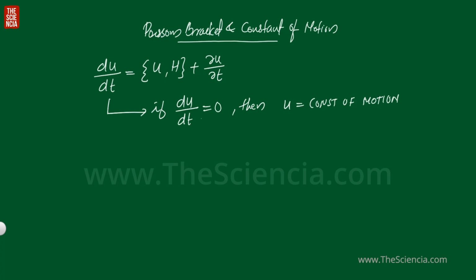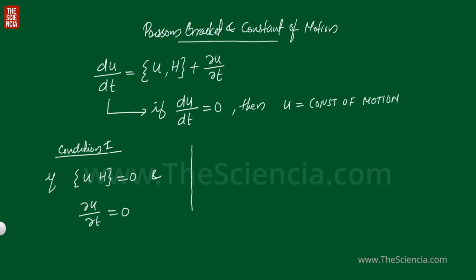And when du/dt will be equal to 0, there are two conditions. The first condition is, if Poisson bracket u, H is equal to 0 and ∂u/∂t is equal to 0, then we get du/dt equal to 0. This is condition 1. And another condition, condition 2: if Poisson bracket u, H is equal to minus ∂u/∂t, then also we get du/dt equal to 0. If any of these two conditions is satisfied, then we can say u is a constant of motion.